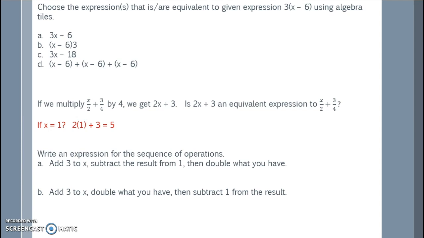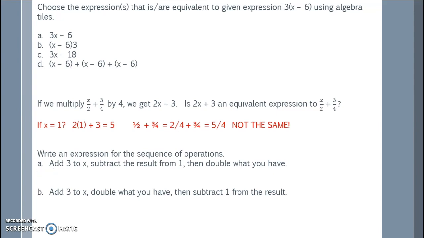So let's then plug in 1 for the x value with the fractional one. So we'd have 1/2 plus 3/4. We know that is the same as 2/4 plus 3/4, so 5/4 altogether. Notice they're not the same, so they are not equivalent.